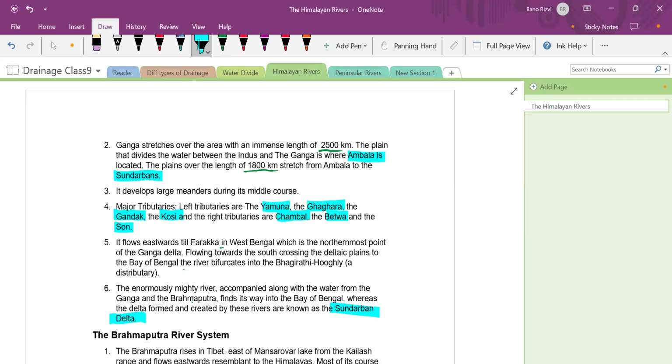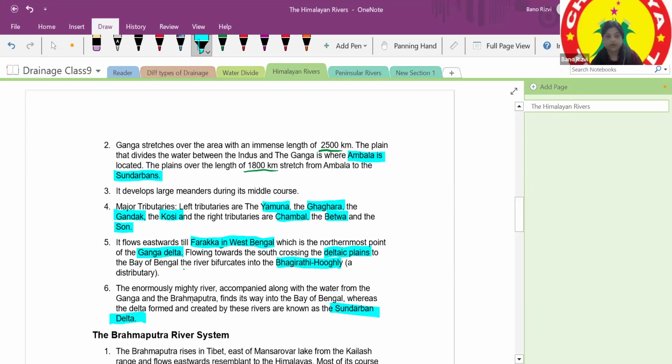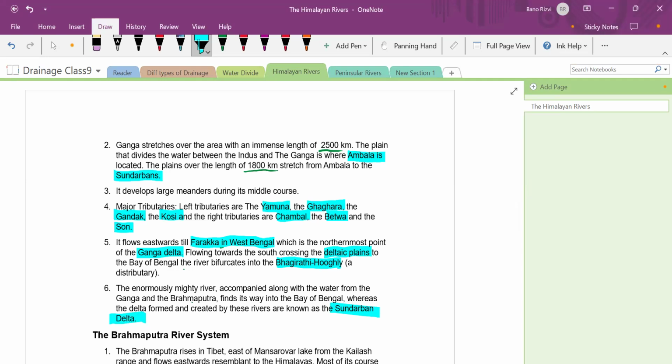It flows eastwards till Farakka in West Bengal, which is the northernmost point of the Ganga Delta, flowing towards the south, crossing the deltaic plains to the Bay of Bengal. The river bifurcates into the Bhagirathi-Hooghly, a distributary. The enormously mighty river, along with the water from the Ganga and the Brahmaputra, finds its way into the Bay of Bengal, whereas the delta formed by these rivers is known as the Sundarban Delta.